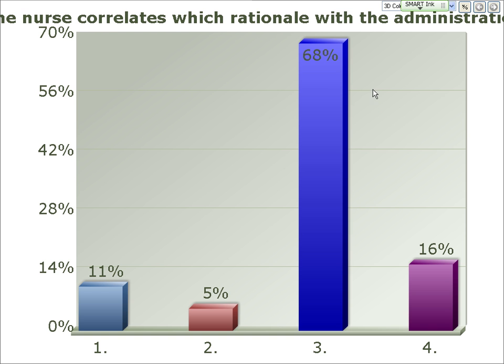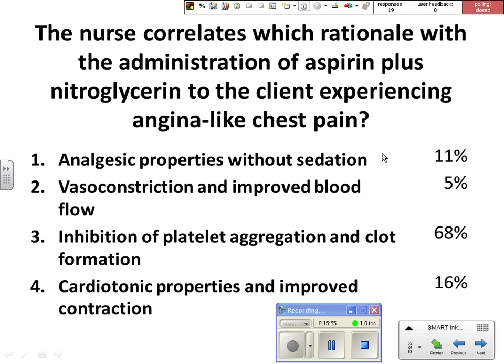Okay, 68% said inhibition of platelet aggregation and clot formation. So they're basically asking you what here? Why are you giving the aspirin? A lot of words to basically ask you, why are you giving the aspirin? And it's to inhibit clot formation.